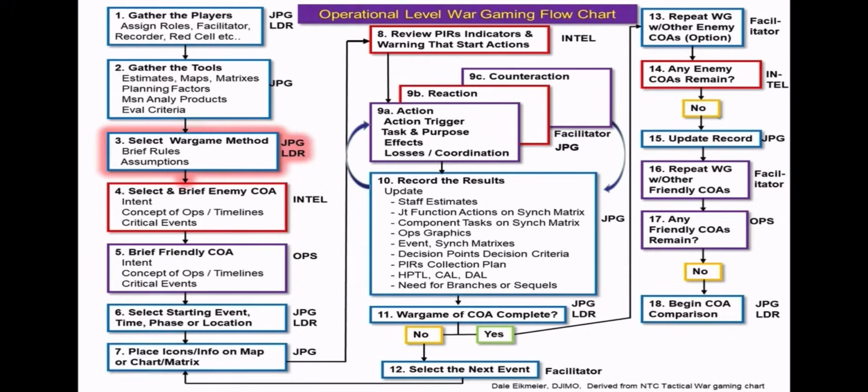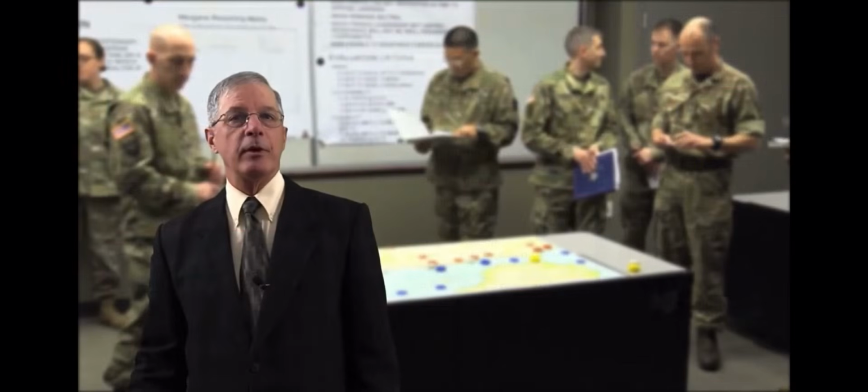In step 3, the JPG leader selects the most appropriate wargame method. Methods include deliberate timeline, phasing, critical events, major efforts, lines of effort, or it can even be terrain focused. He then briefs the rules, the sequence of the wargame, and the participants' roles and responsibilities, and any assumptions regarding start dates or event triggers.